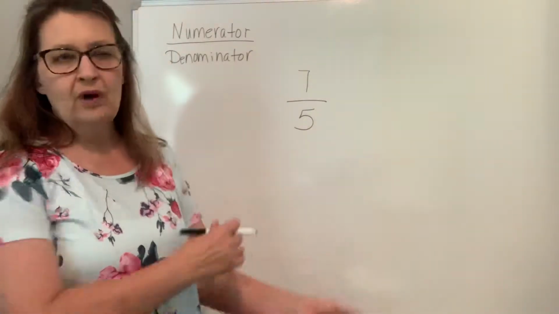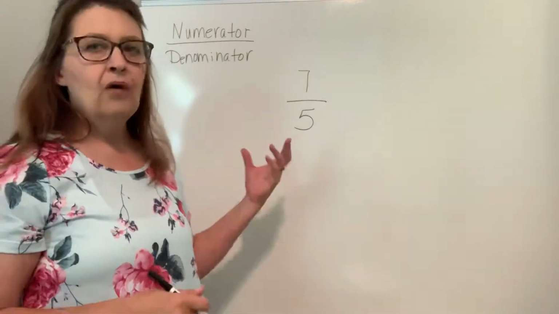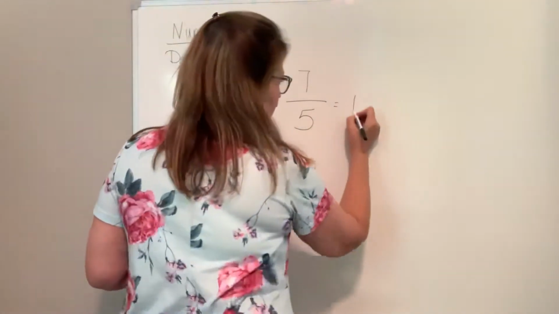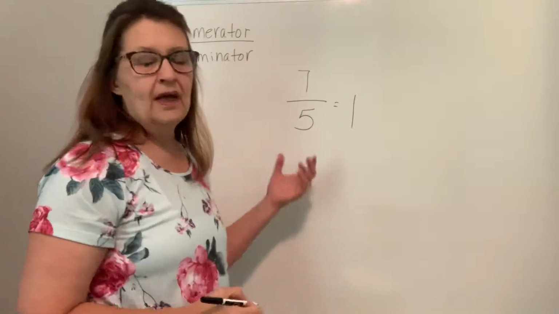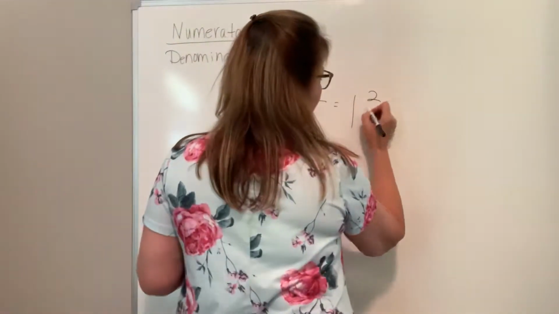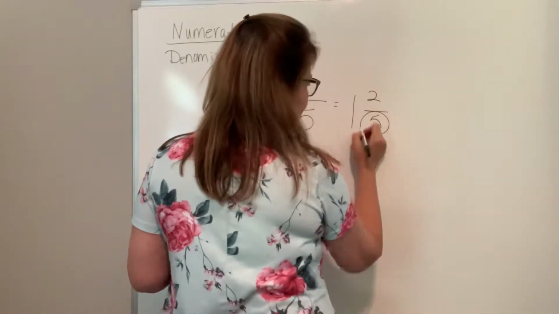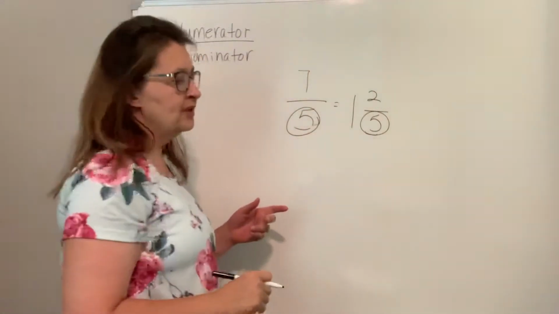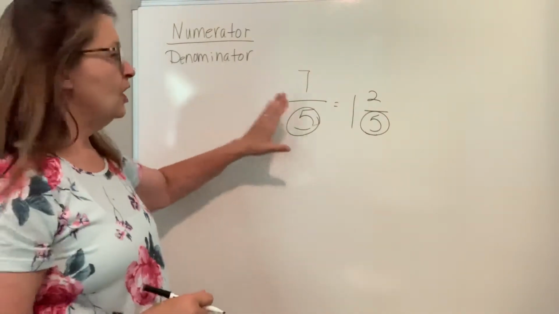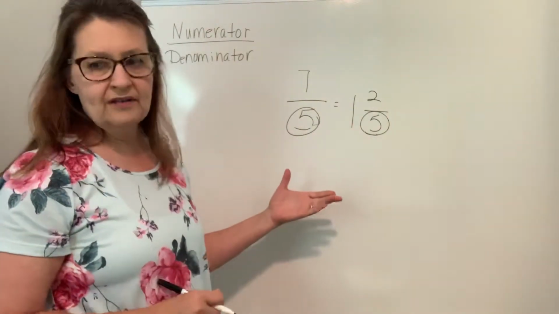So how do you want to change that to a mixed number? Well, just ask yourself, how many times will 5 go into 7? Well, it'll go 1 time. And then how many are left over? Well, 7 minus that 5 is 2. And then your denominator stays the same. Those numbers are going to be the same. So proper form of this fraction would be 1 2/5.